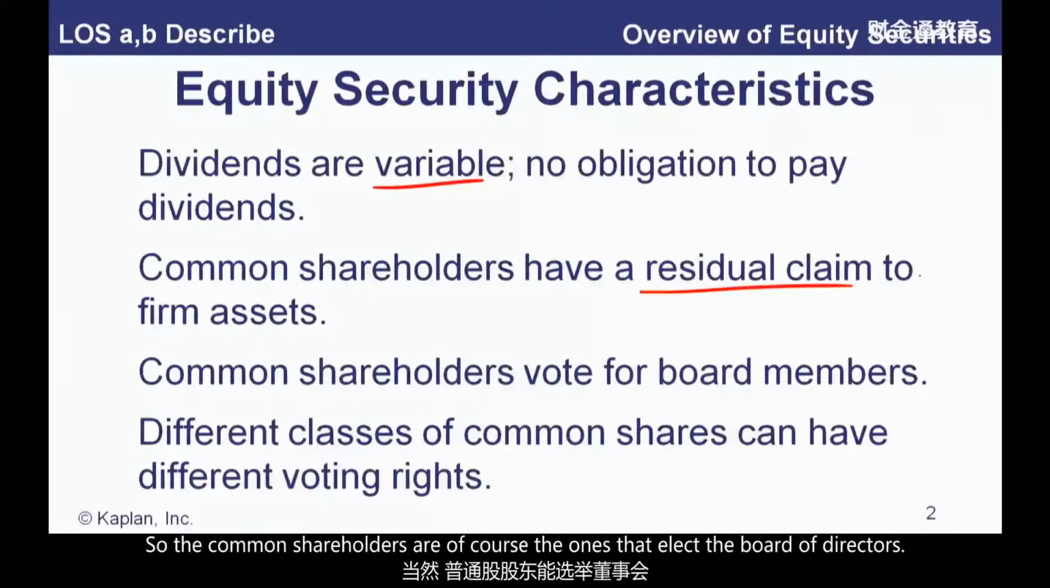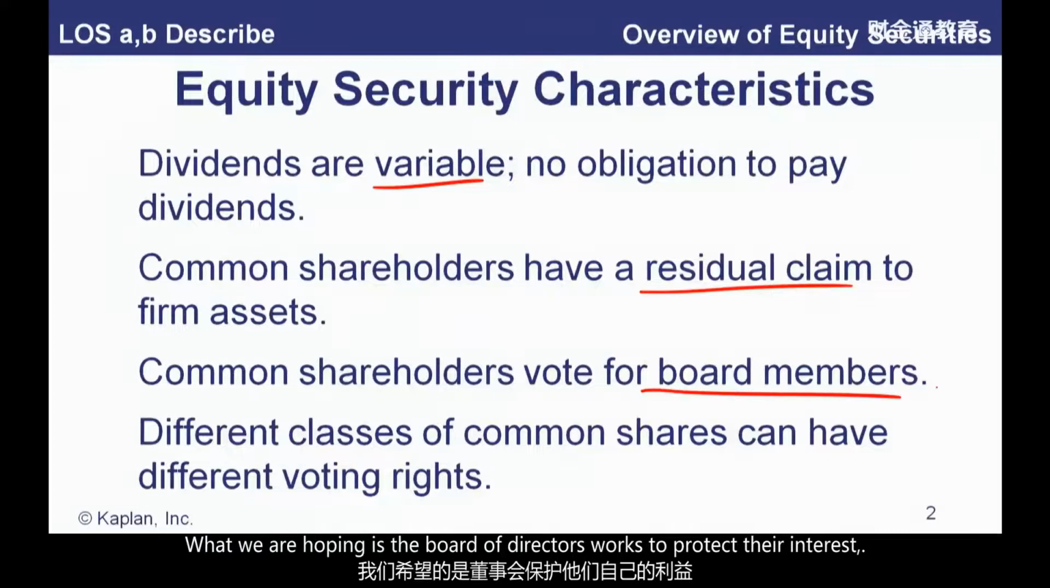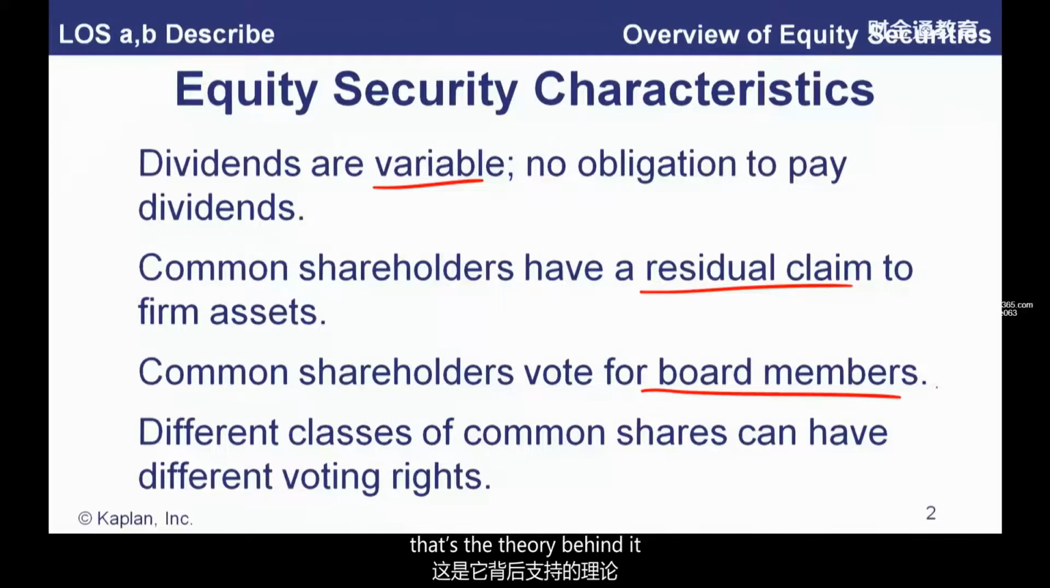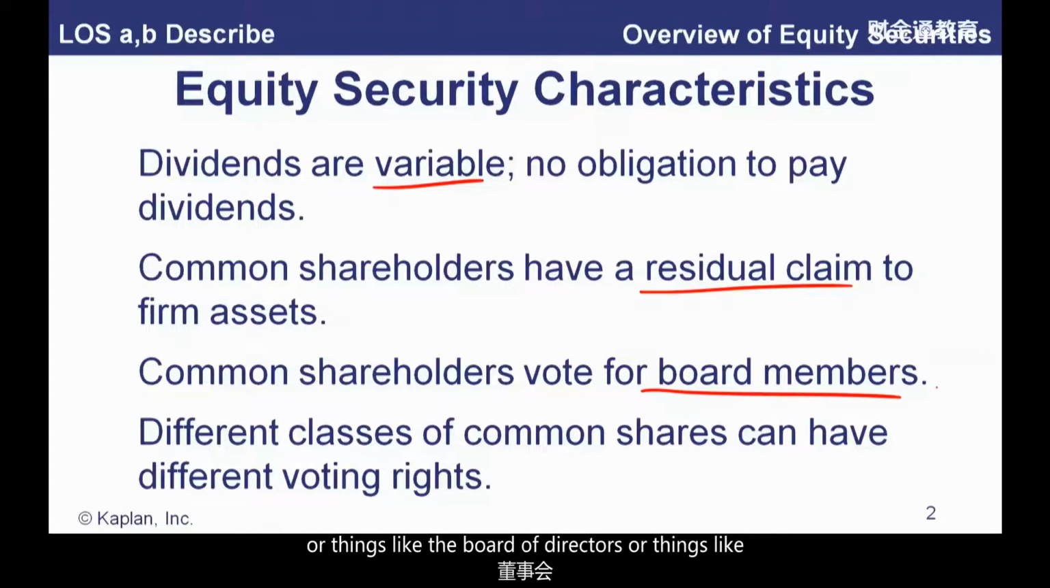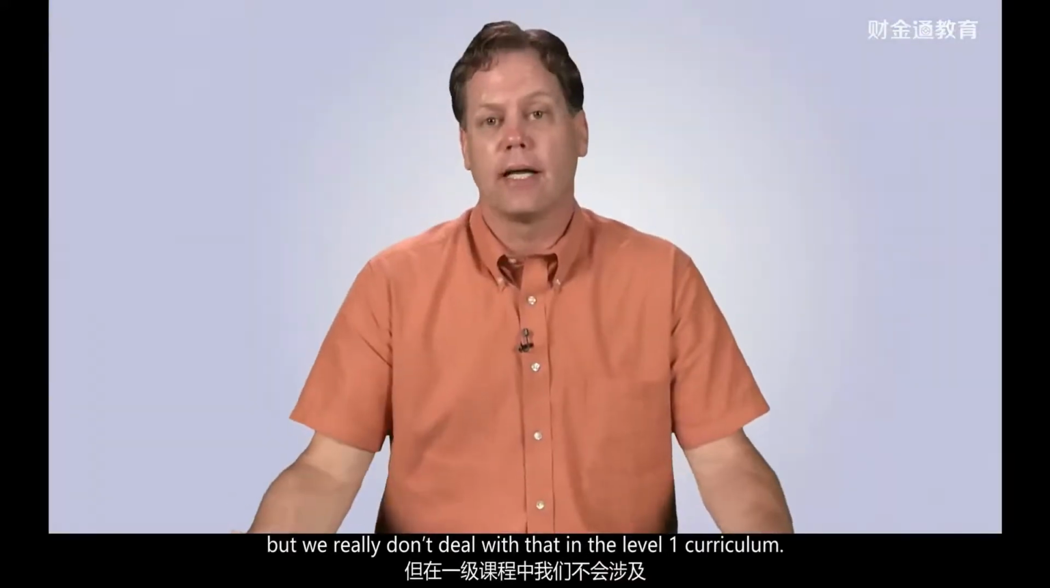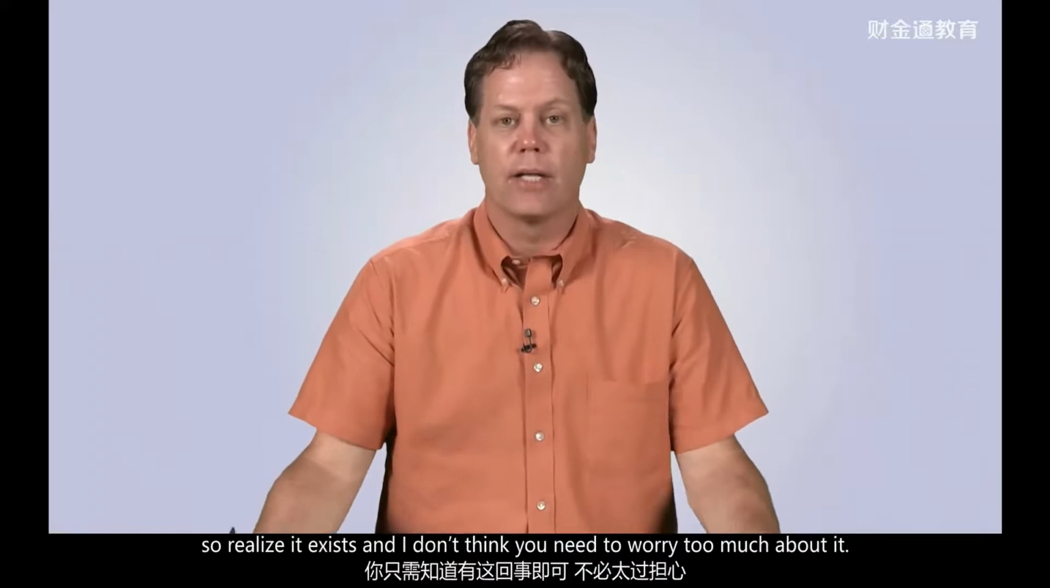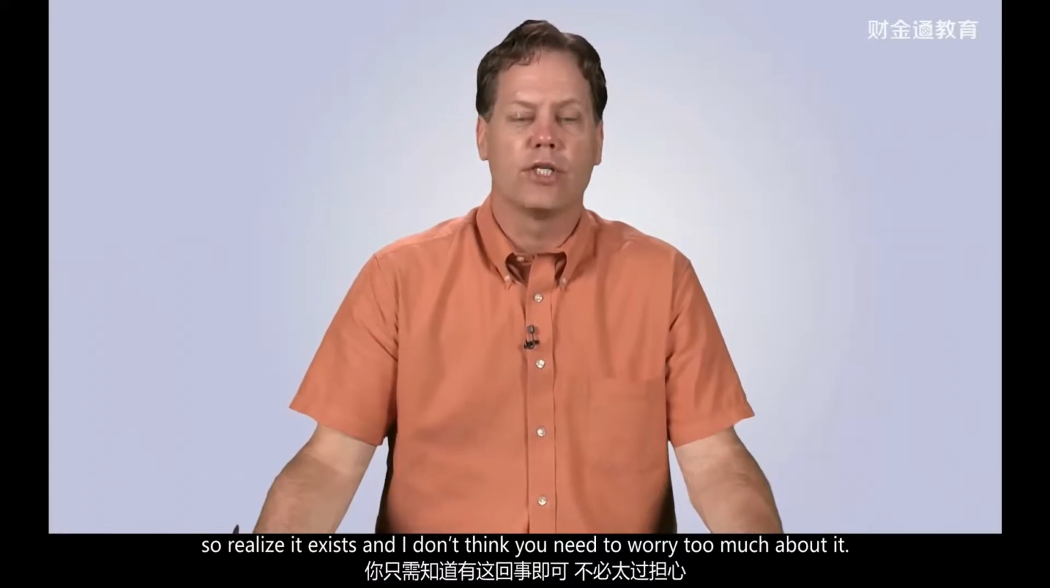So the common shareholders, of course, are the ones that elect the board of directors. What we're hoping is the board of directors works to protect their interests. At least that's the theory behind it. And there can be different classes of common stock with different voting rights for things like the board of directors or things like acquisition and merger matters. So we can have more than one class of common stock. But we really don't deal with that in the level 1 curriculum. So realize it exists. Other than that, I don't think you need to worry too much about it.